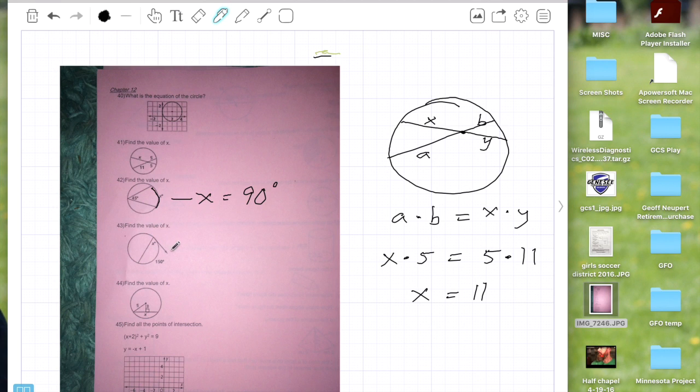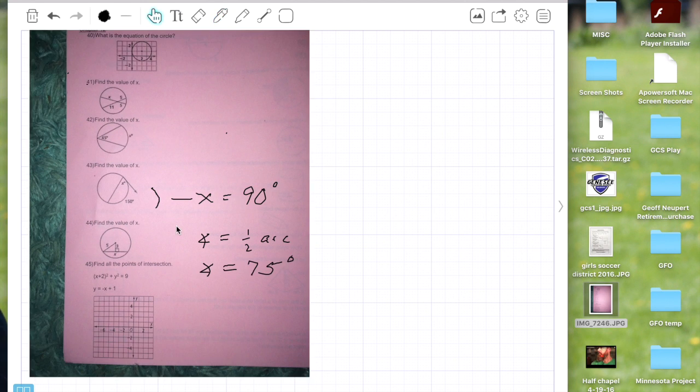Intersecting a tangent at the point of tangency. So imagine this going even further. Again, it's kind of like if we were to take this side and keep extending it out till it was a tangent, it's still going to have the exact same formula. So the measure of the angle will be 1/2 the arc. So since this is 150 degrees, half of 150, your angle on this one, number 43, is going to be 75 degrees.